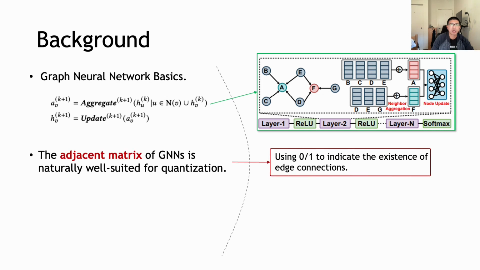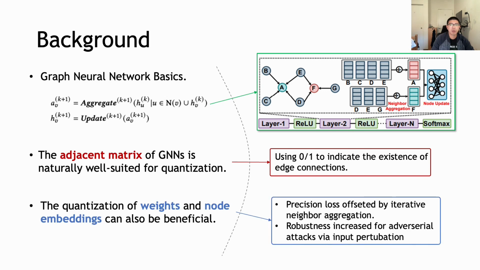First, the adjacency matrix of graph neural networks is naturally well suited for quantization, because we can use 0 and 1 to indicate the existence of an edge connection between different nodes. That is enough for maintaining the original information of the graph structure. Second, quantization of the weight matrix and the node embedding matrix would also be beneficial, because the precision loss in quantization can largely be offset through the iterative neighbor aggregation. Meanwhile, this increases the robustness of graph neural networks against adversarial attacks and input perturbation.